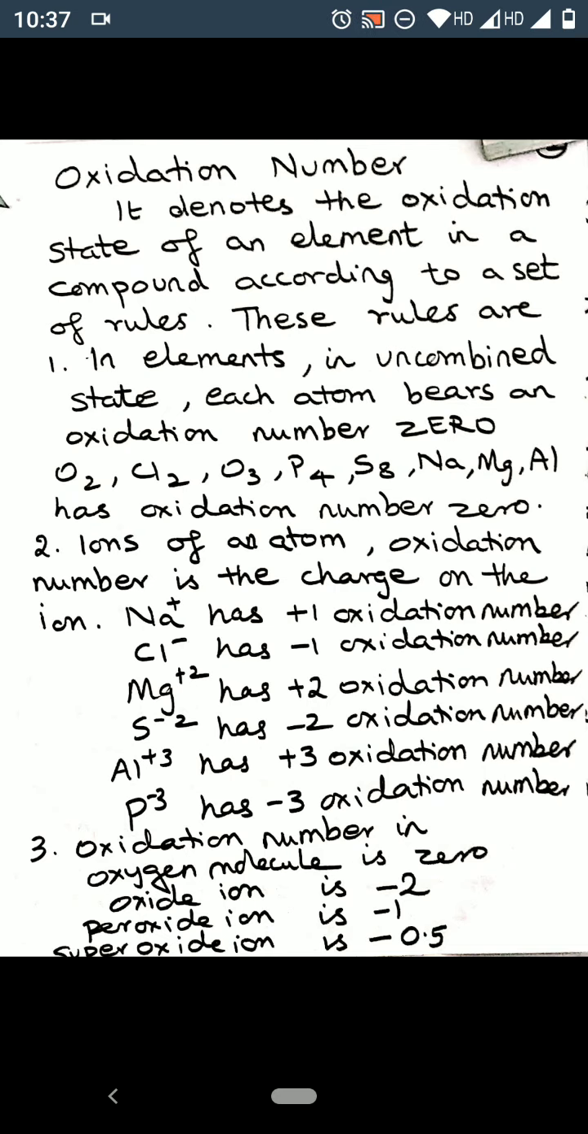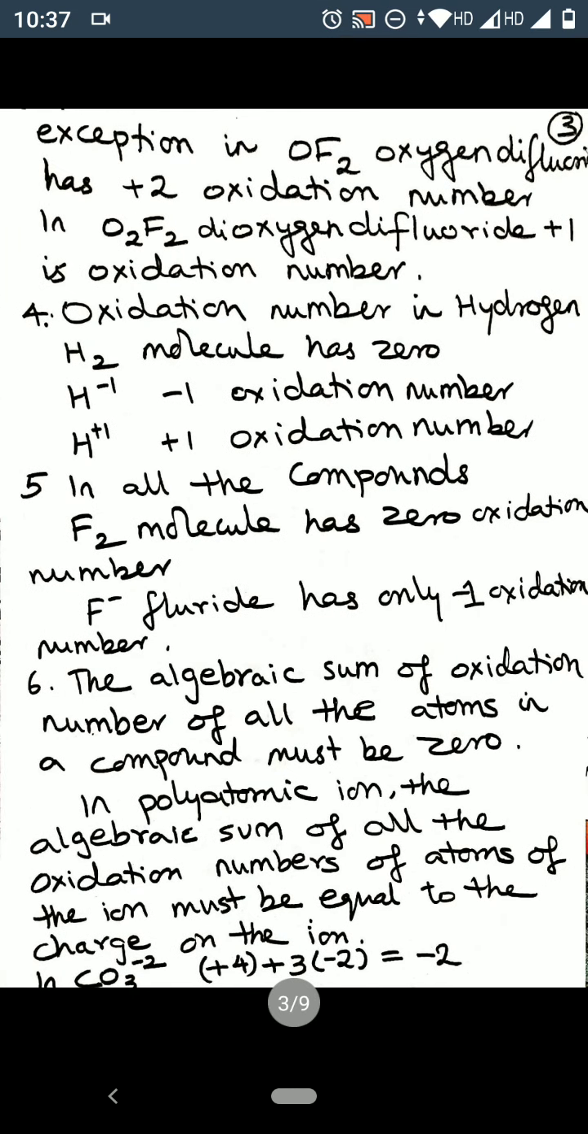The third rule, oxidation number in oxygen molecule is 0. Oxide ion is -2, peroxide ion is -1, superoxide ion is -0.5. There are a few exceptions in compounds of oxygen and fluorine. Oxygen difluoride has positive oxidation state +2. Dioxygen difluoride has oxidation number +1.